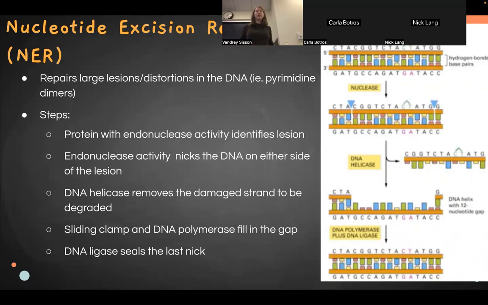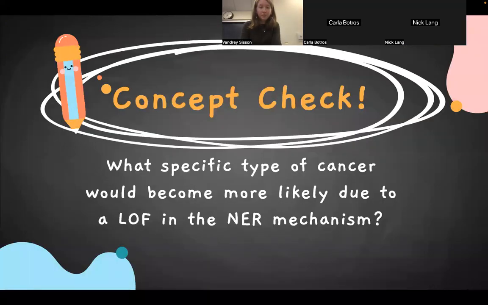So that region is removed, and then we have sliding clamp and polymerase again, so it's kind of the same theme, and our nicks on either side of that area that's filled in are repaired by ligase.